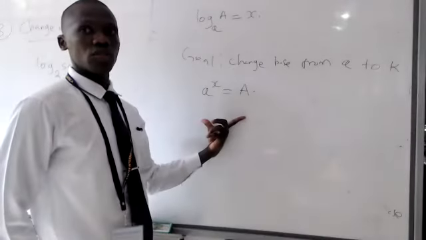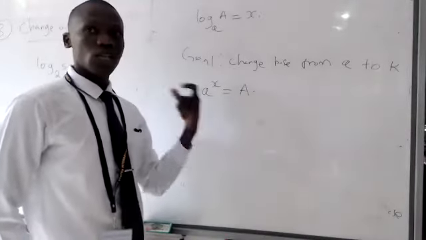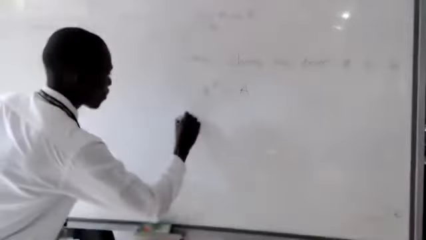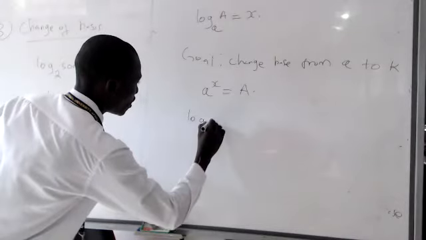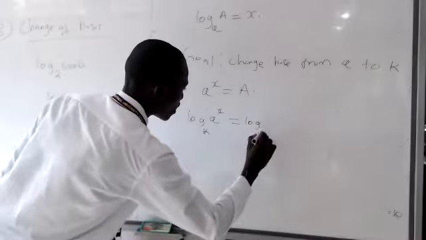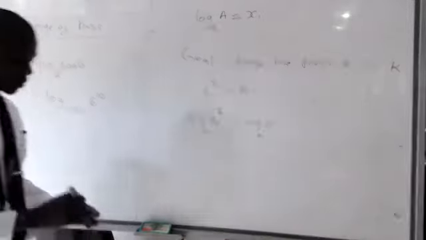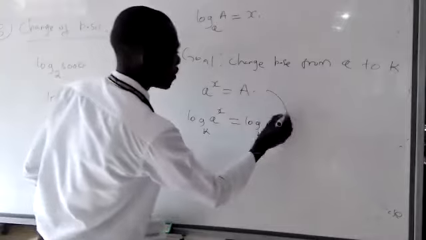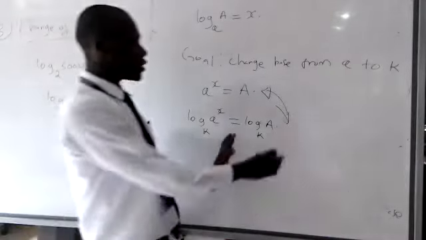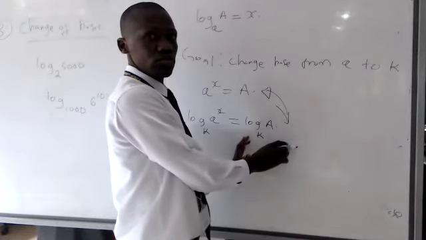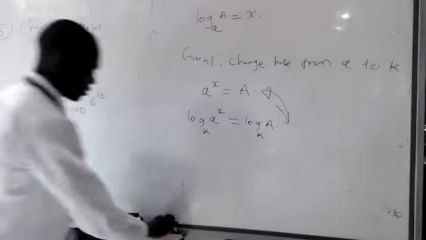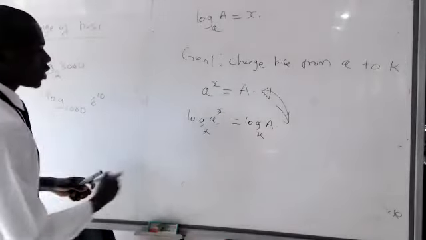So the next step is to take the logarithm to the base k, your new base, on both sides. So logarithm to the base k of a to the x is equal to logarithm to the base k of A. These two statements are equivalent because what I've done on the left-hand side, I've also done on the right-hand side, so it's still true. Now at this stage, use one of the laws of the logarithms.